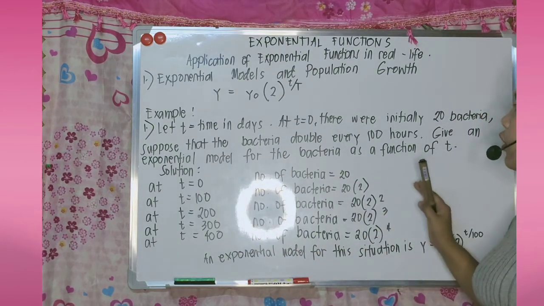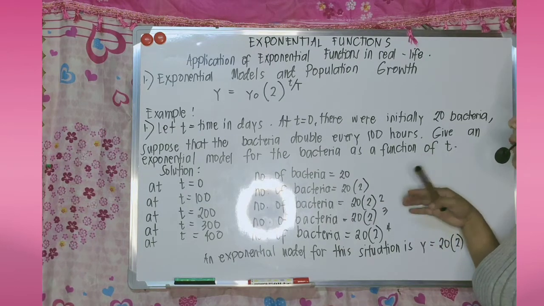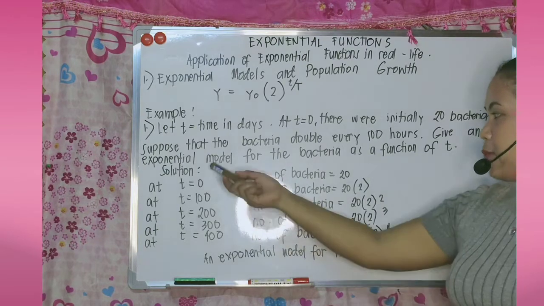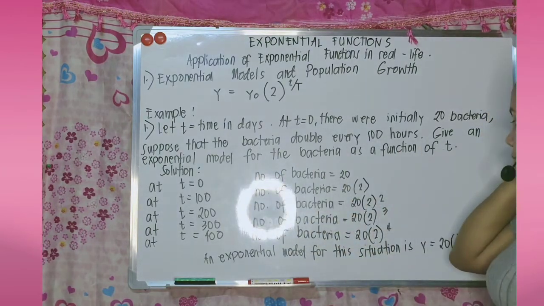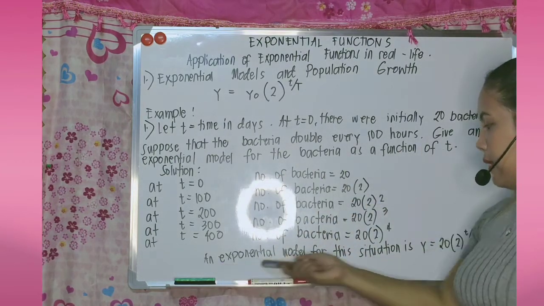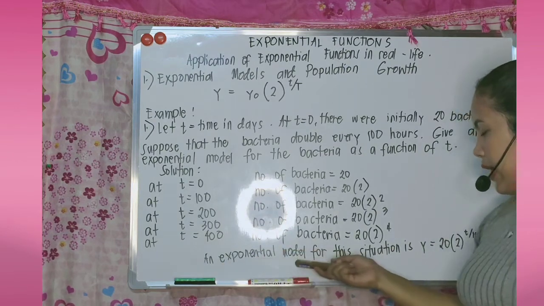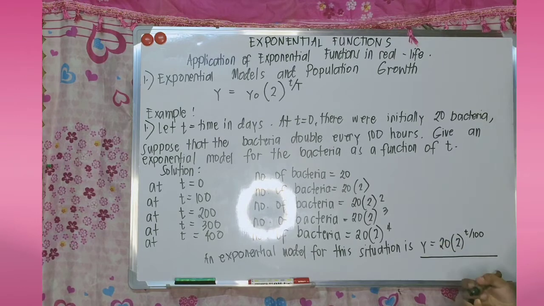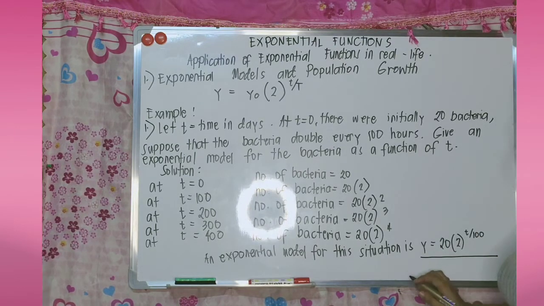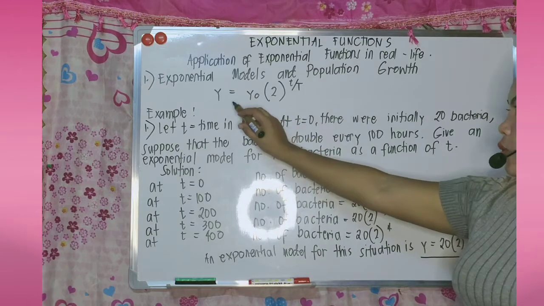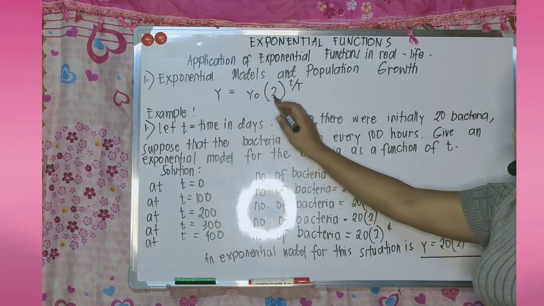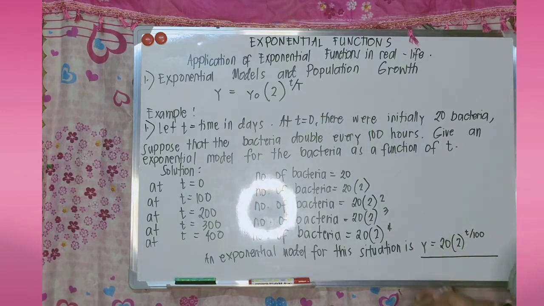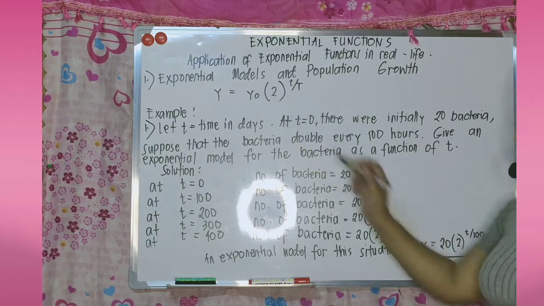Okay. So, after giving the values for the exponential model, that's it. So, that's the representation. So, we will now get the exponential model for the bacteria. So, this is our answer. An exponential model for this situation is, here it is. The formula we will use is y equals y sub 0 times 2. Why this? Because it doubles. Raised to t over T, so our number of days or time. Okay? So, our y sub 0 is 20.